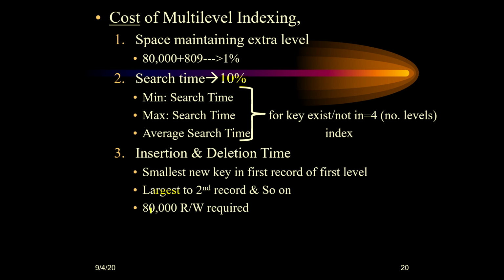So you can tell, in the case of the first index file, it takes nearly 80,000 read or write operations when you do an addition of one new key into the data file. So this is the case of cost.